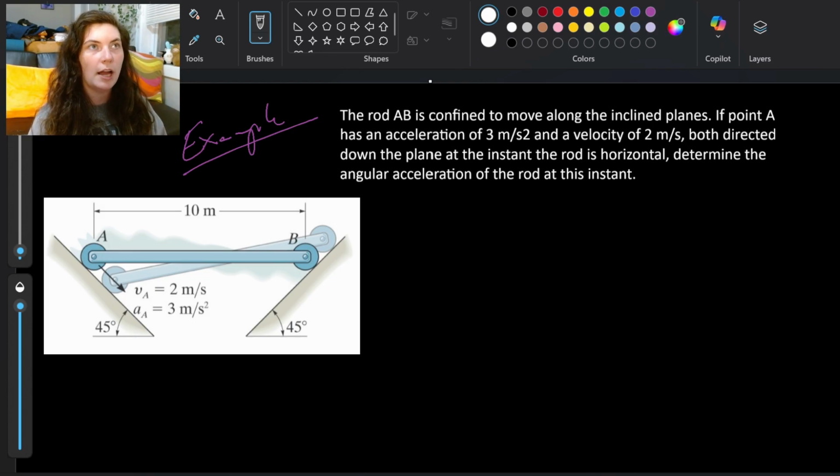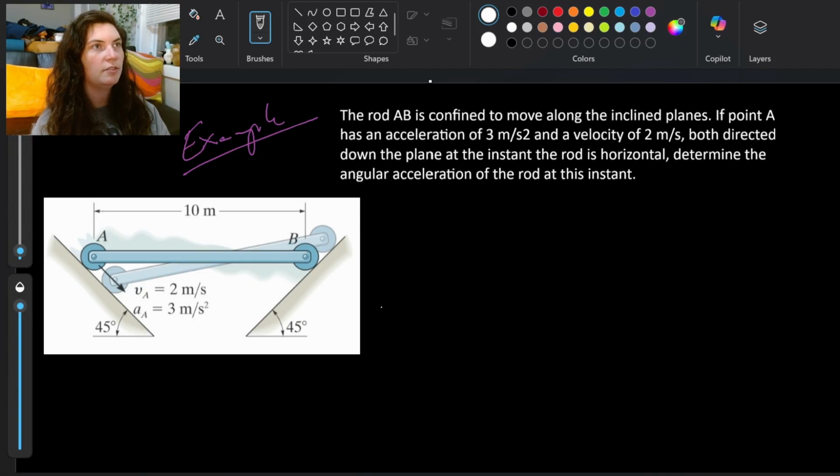So in this example, we have rod AB that's confined to move along the inclined planes. If point A has an acceleration of 3 meters per second squared and a velocity of 2 meters per second, both directed down the plane at the instant the rod is horizontal, determine the angular acceleration of the rod at this instant. So before we do really anything, we'll just look at the diagram and understand what's going on, and then maybe I'll draw our kinematic diagram too, to better understand the motion of what's actually happening.